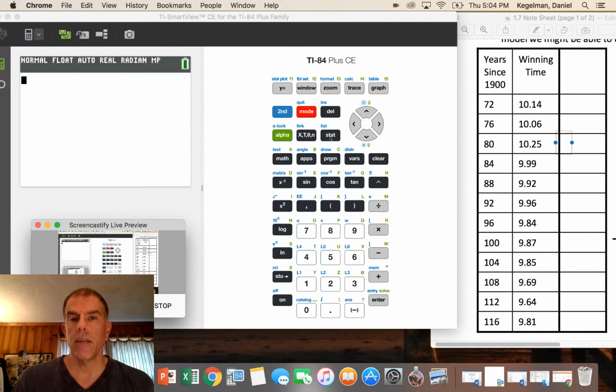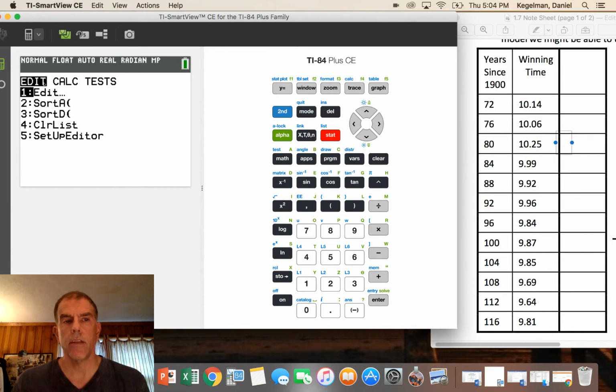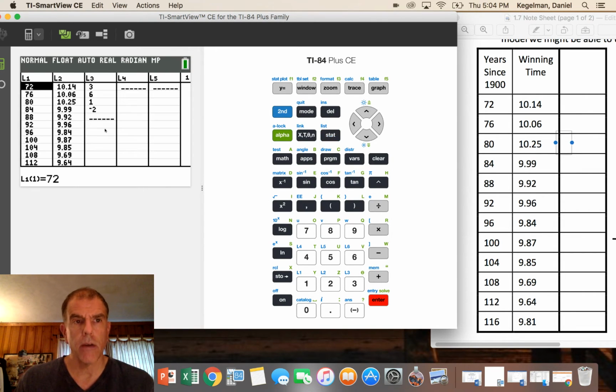So the first thing we're going to do, because we have some data, some statistics, is hit the stat key. As you hit stat, you get this menu over here of edit, calc, and tests. In this class, we're going to use edit and calc; tests you would see if you were to take an AP stat class. So under the edit menu, we want to choose edit. I'm going to hit enter right there.